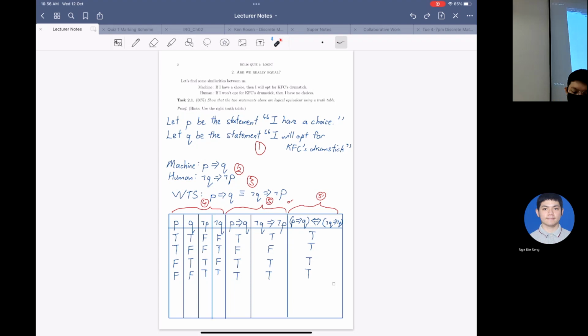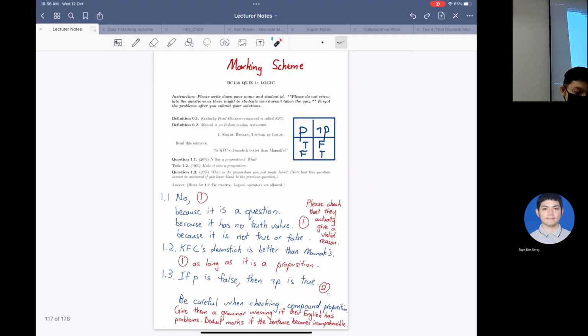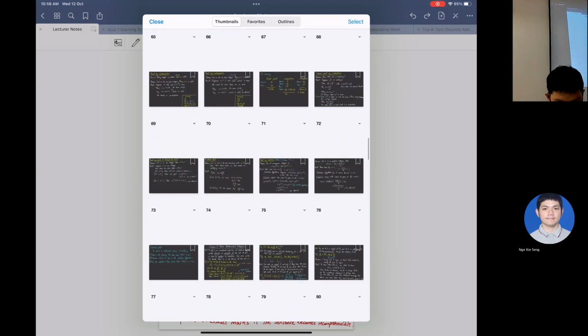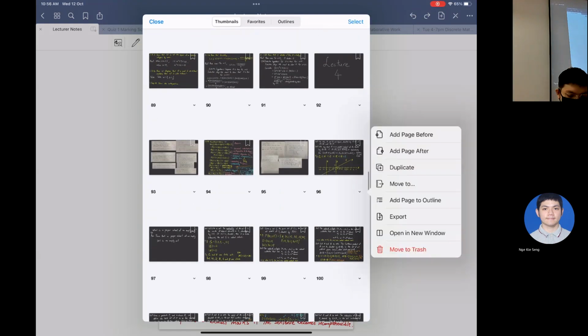And then to show this, you have two ways: either showing that they have the same truth value, or the biconditional statement is a tautology. There are two ways you can show it. Okay, so let's see some answers from your classmates.